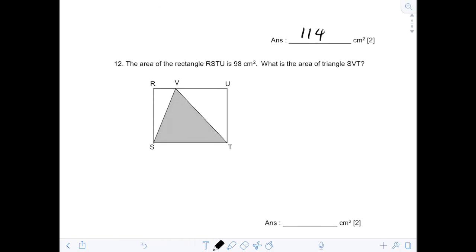Question 12. Area of the rectangle RSTU is 98. Remember we did this before during our first lesson for area of triangles. So long as the base stretches to two of the corners, whatever the height here is, so long as it's reaching the other end, this one has to be half of the area of the rectangle. So all you need to do for this is 98 square cm divided by 2, you get 49 square cm.